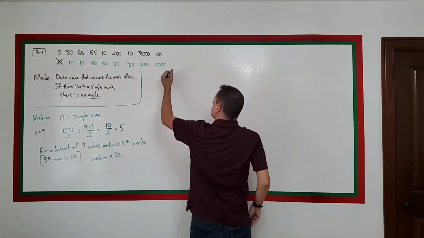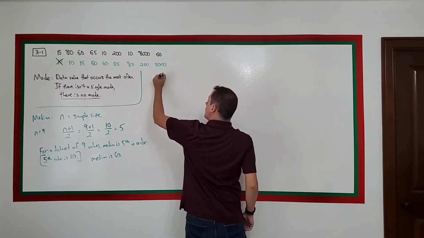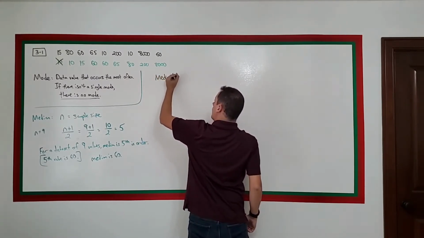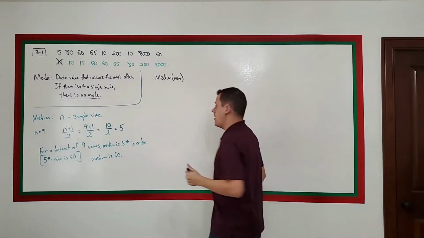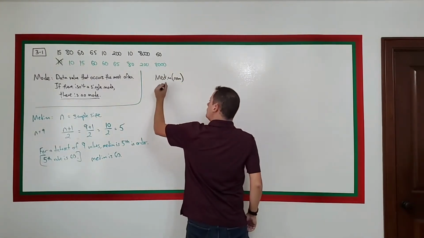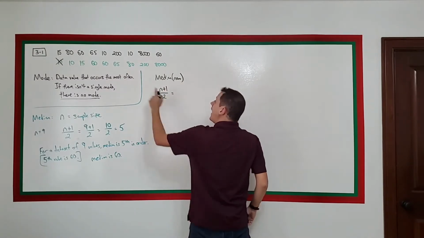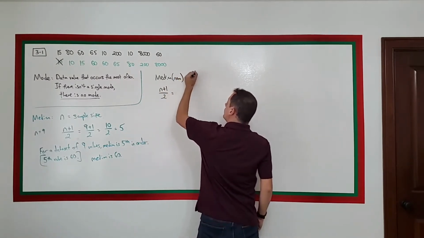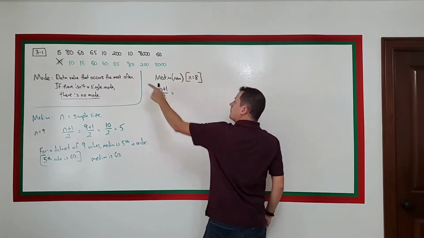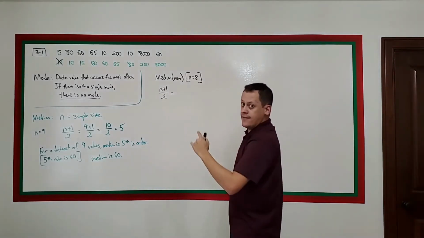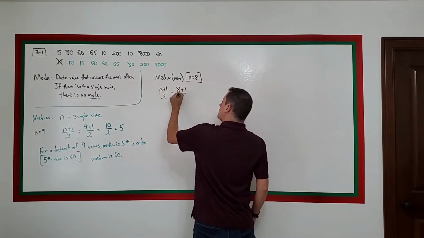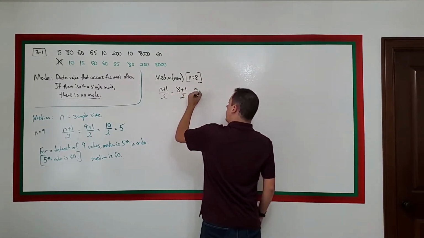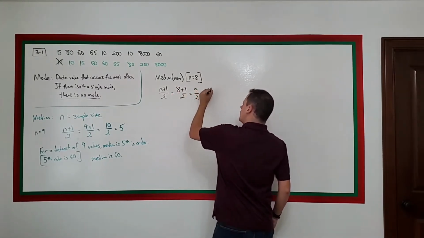So n plus 1 over 2. We're still finding the median here. The median of our new data set that has one of the 10s gone. N plus 1 over 2. N is now 8. Right, because we took one of the values out, there are 8 left. So if n is 8, this is 8 plus 1 over 2, which is 9 over 2.